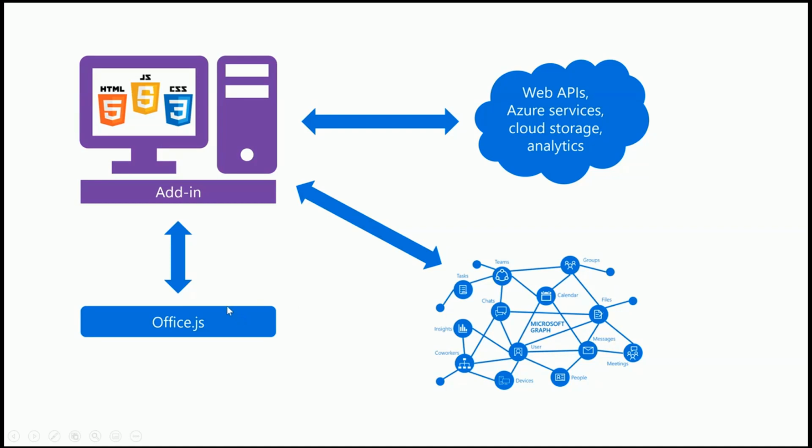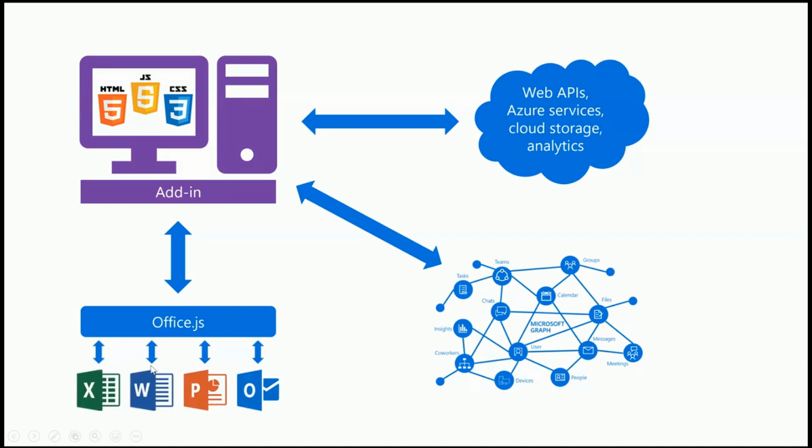And then there is an Office.js API that wraps around all of the clients. So that's how you get at document content. That's how you compose an email, read and write Excel spreadsheets, and do those sorts of things. So Office.js is where we spend a lot of our time when we're looking at building add-ins.